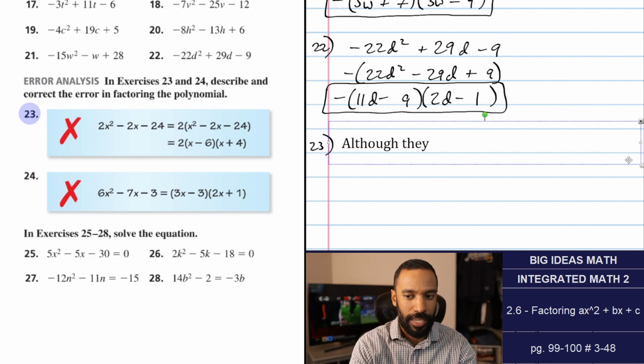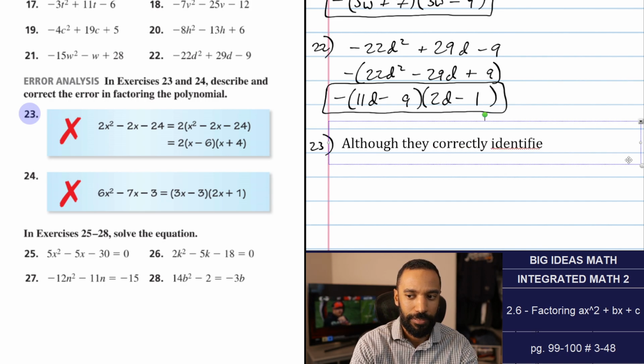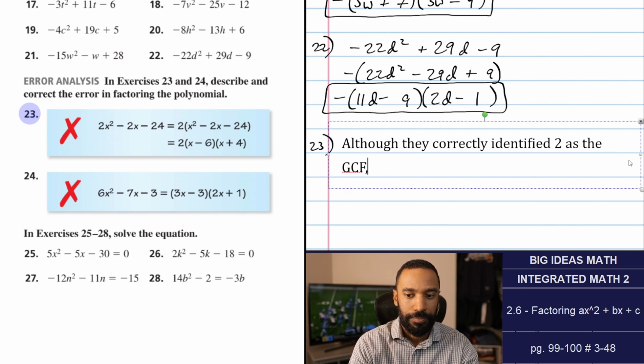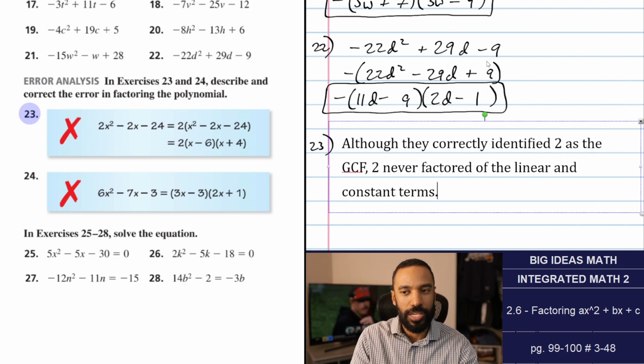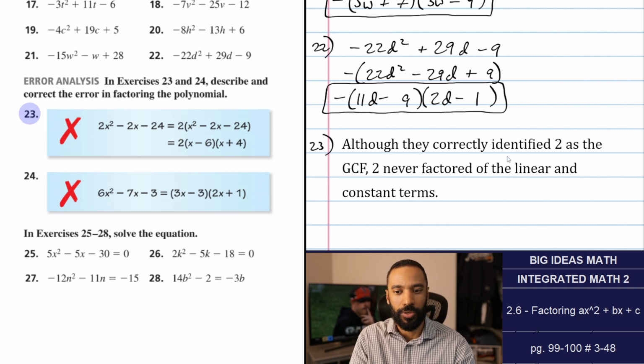Although they correctly identified 2 as a GCF, the GCF, 2 never factored out of the linear and constant terms. Now, let's see what happens when they do factor out and if they still get something that's factorable.